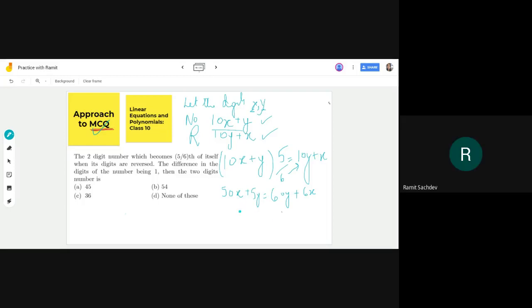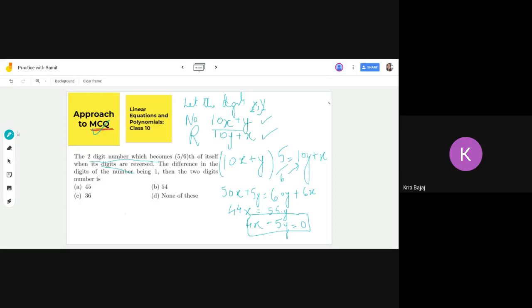So that would be 44x is equal to 55y. Okay, 44x equals 55y, and I can divide both sides by 11. So I can say 4x is equal to 5y, isn't it? Or I can say 4x minus 5y is equal to 0. Right? So this is one basic equation, a relationship between x and y from the first condition given in the question.